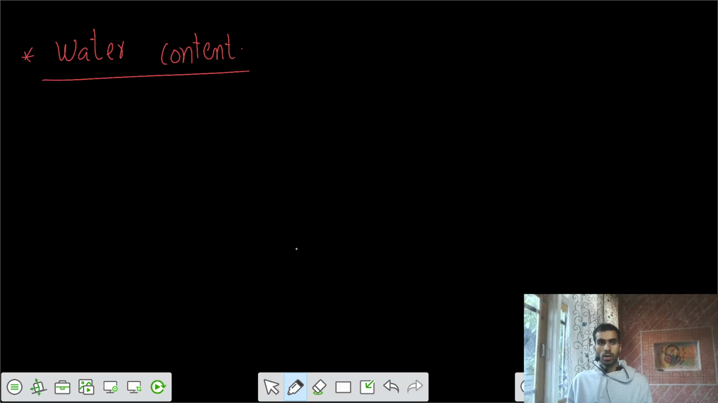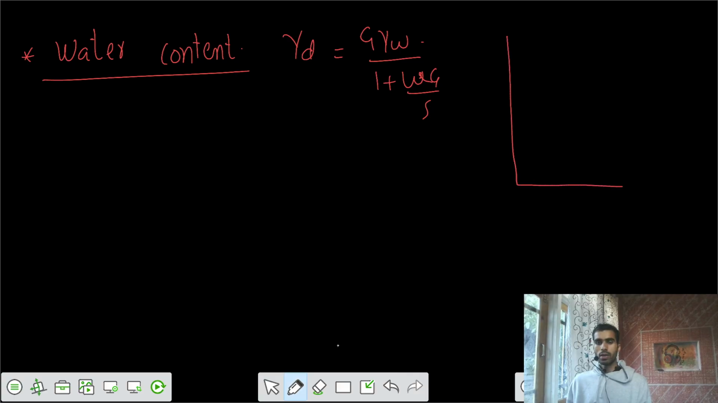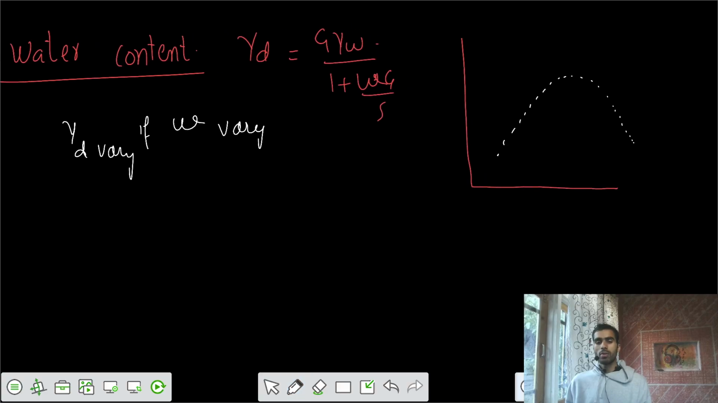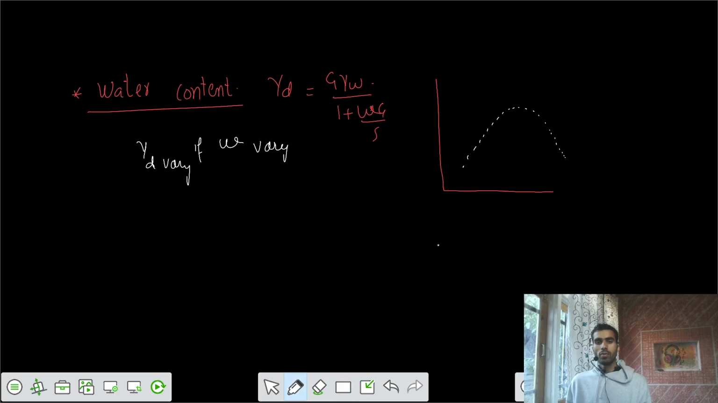Your equation for the dry unit weight of the soil is G gamma W by 1 plus wG by S, where small w is the water content. If I plot for different values of w, as I vary w, my gamma dry also varies. Then we plot that and we get a curve in the form of an inverted U shape, which is the variation of gamma dry with respect to water content.